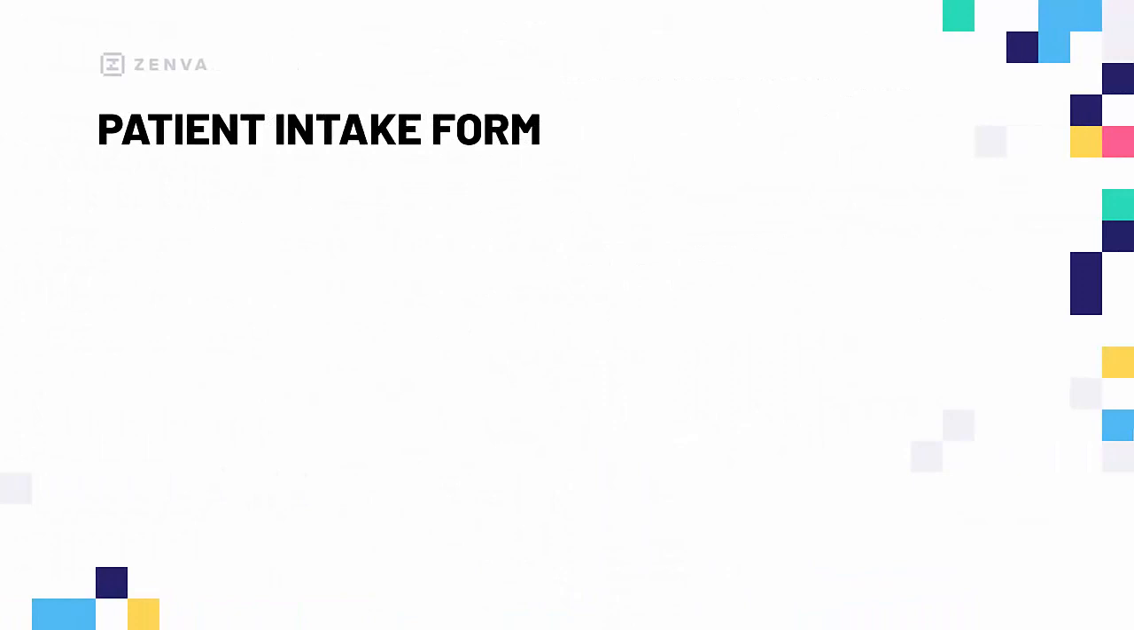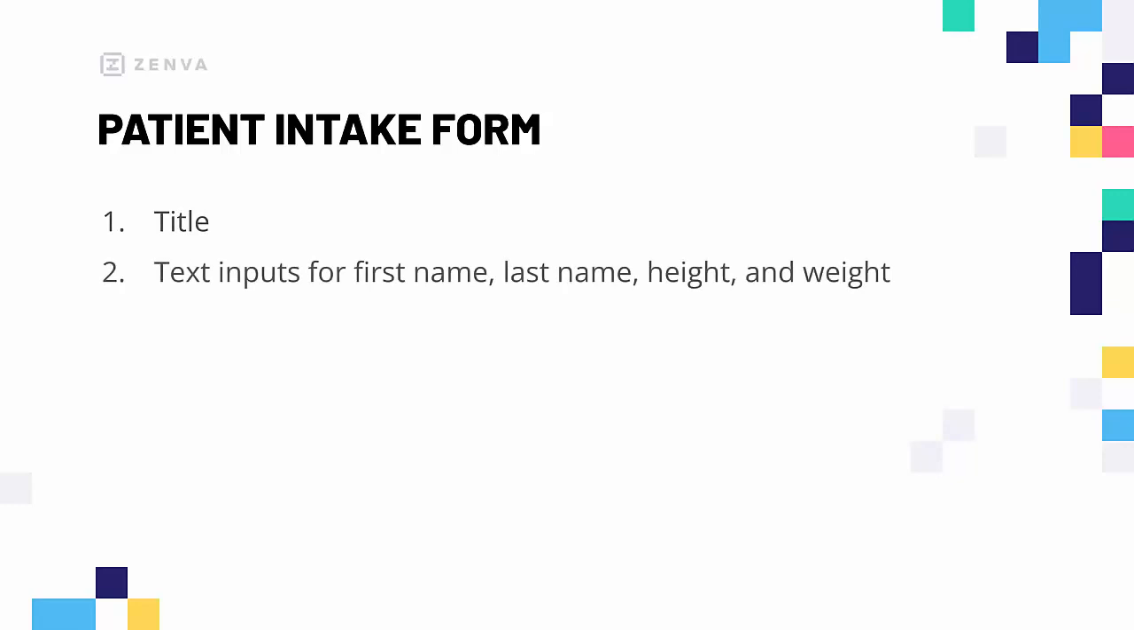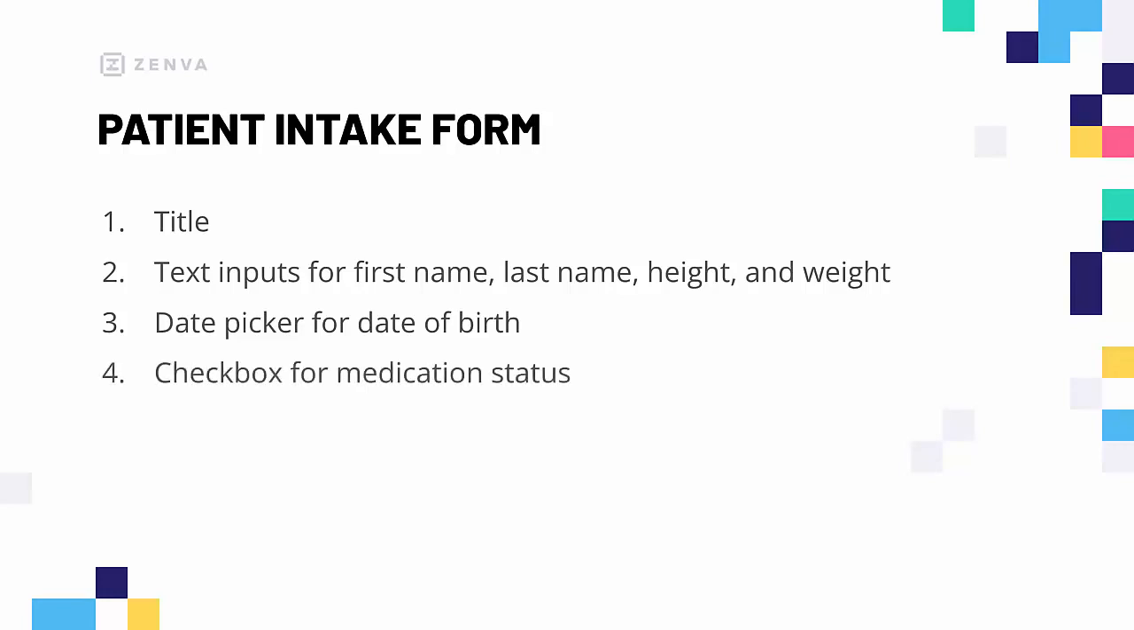The next item on our docket is the patient intake form. We'll need a title. We'll need text inputs for the first name, last name, height, and weight. We'll need a date picker for the date of birth. That will just be a button that when pressed will pull up a date picker. We'll want a checkbox for the medication status. So if it's checked, they are taking medication. If it's not checked, they aren't.